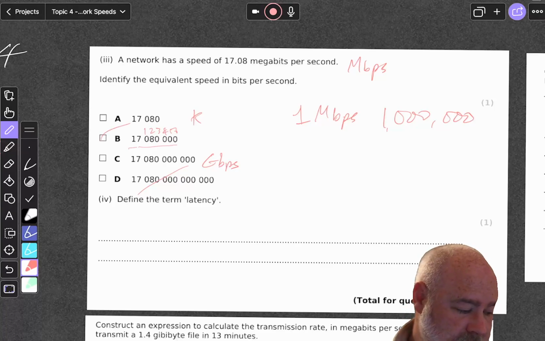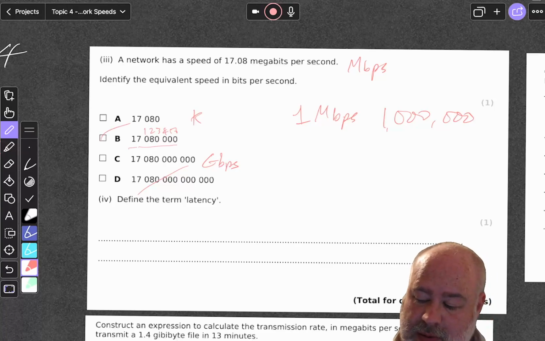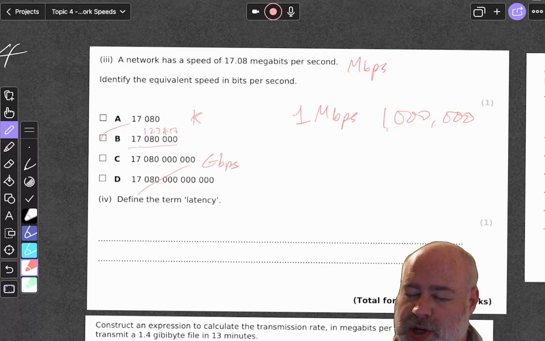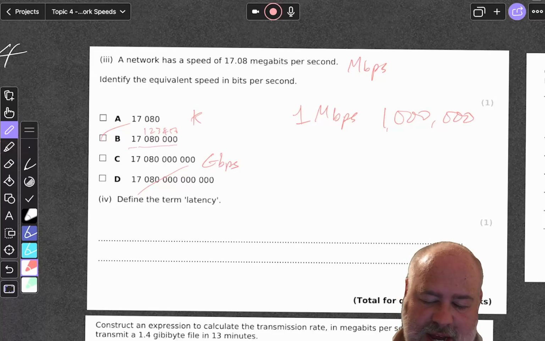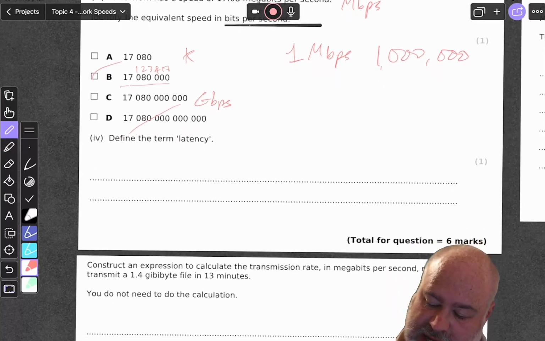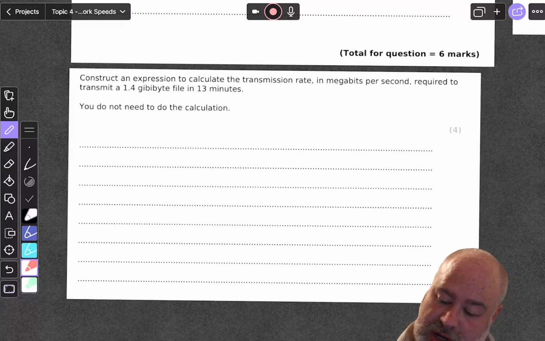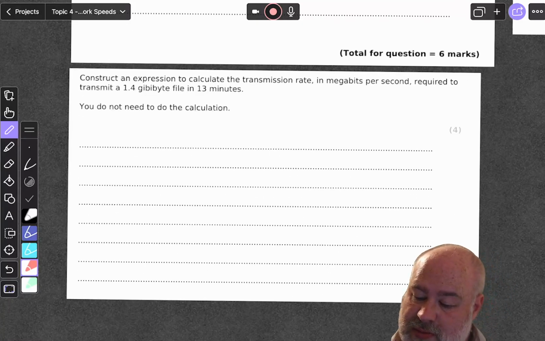Latency is what we learned in the last video about the delay. Imagine if you're watching the news, Sky News, they're talking to a reporter in the States, and you're from England, and there's a little delay between the point they reply. That's the latency. Construct an expression to calculate the transmission rate in megabits. Be careful, we're talking about bits here.